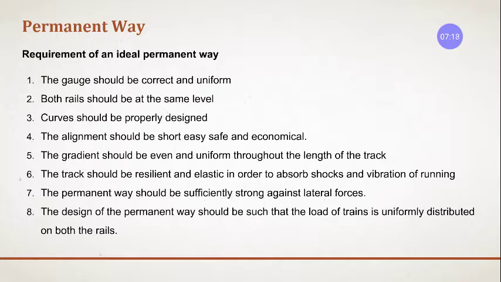Now, how should this permanent way be? Right, as per the requirements, as per the code IRC. Gauge should be correct and uniform. Right, the levels of the rails cannot be up and down. They should be at the same level, so it is called uniform. Both the rails should be at the same level. Right, uniform.